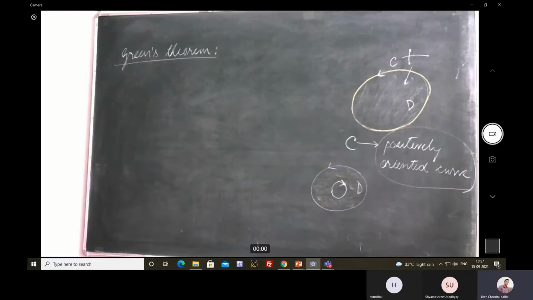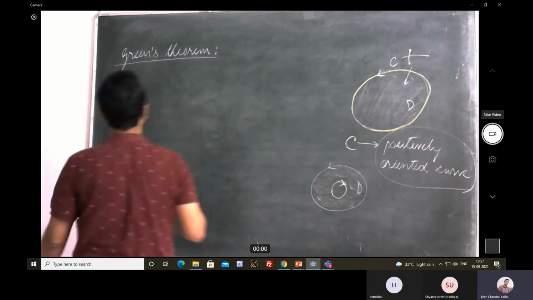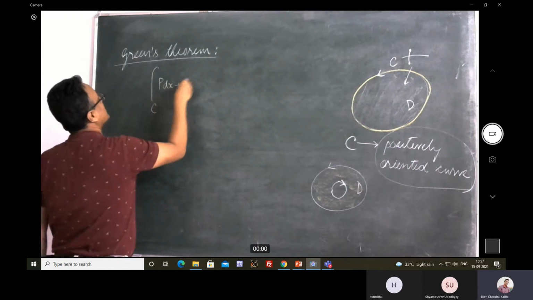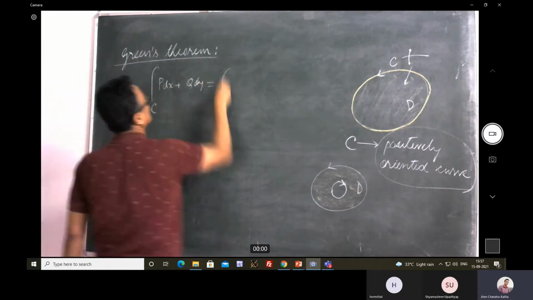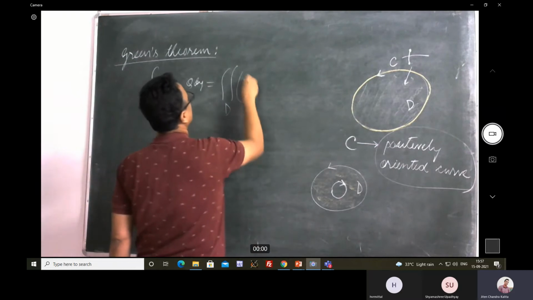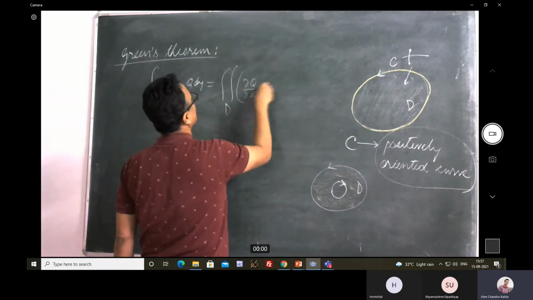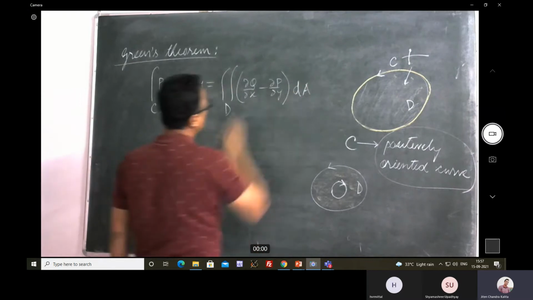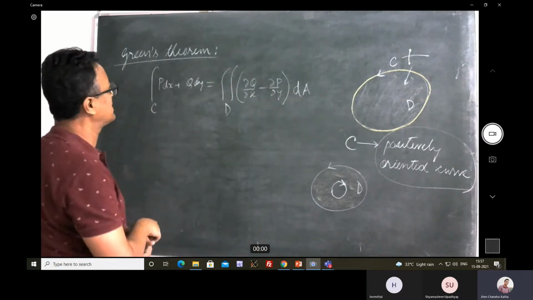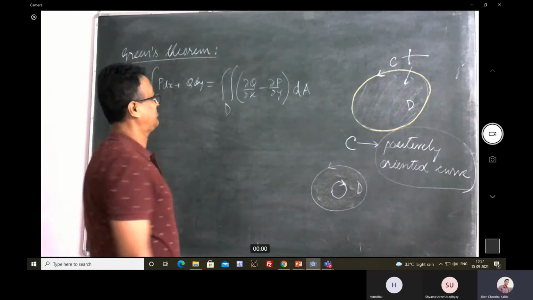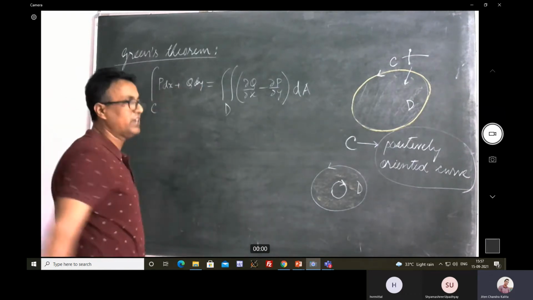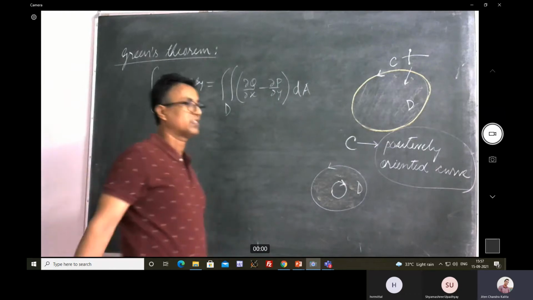What you have to appreciate here is that this theorem is telling you the integral over C of P dx + Q dy is equal to the double integral of (∂Q/∂x − ∂P/∂y) dA. You may be thinking why we are not writing dA as dx dy. You can still write it like that, because here dA is going to be dx dy.